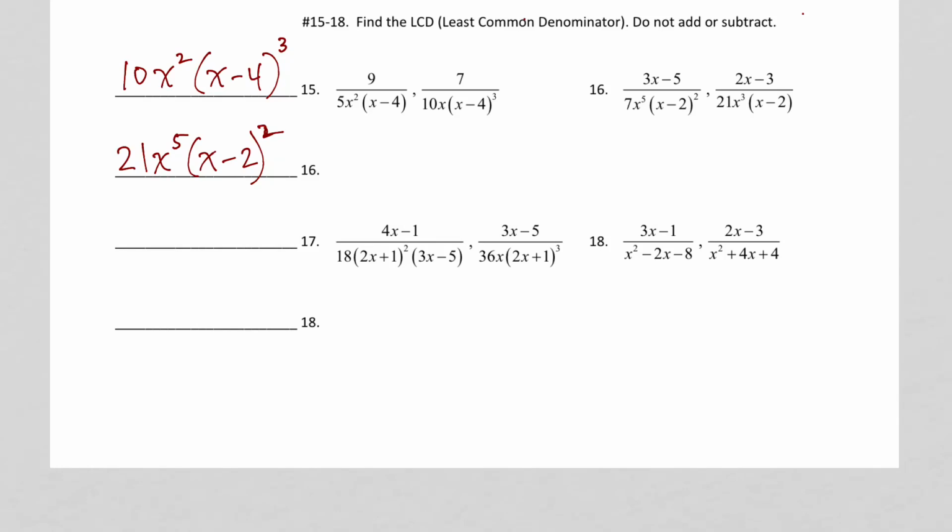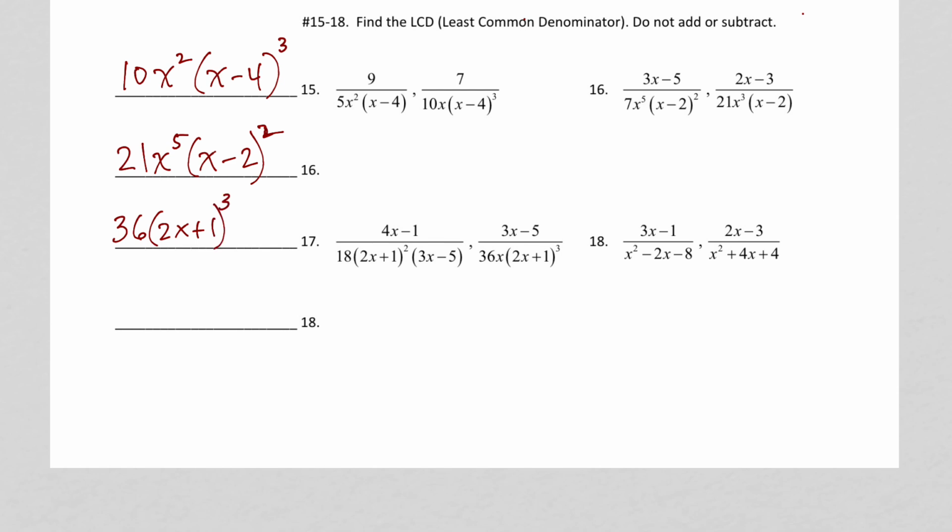Okay, let's look at the number. 18 and 36. 36 is the smallest number those can both go into, so that's part of the LCD. And then when I look at the 2x plus 1, I have 2 here and 3 here. 3 is more, so that's part of the LCD.